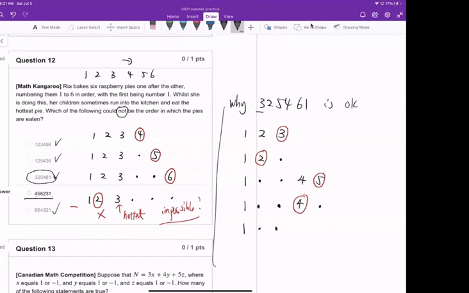So 1, 2, 3, 4, and 5 are gone, and for 6, right after 6 is baked, 6 is gone, and the last one, of course, number 1, is the only one that remains, right? Then eat this. Okay, so this one is okay. It satisfies the requirement that the order in which the pies are eaten starts from the hottest, whatever remains on the table, right?